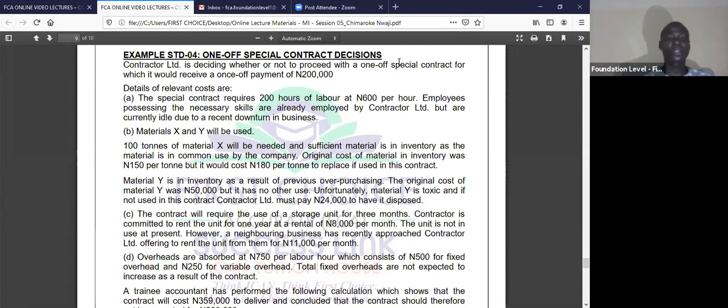Okay, look at C. The contract will require the use of a storage unit for 3 months. The contractor is committed to the rent. We now have committed costs. Okay. Then we also see an opportunity cost here of offering the unit to some other contractor for 11,000 naira per month. Now we look at D. There is an overhead absorbed, 750, broken down into fixed costs, 500 and 250 variable costs.